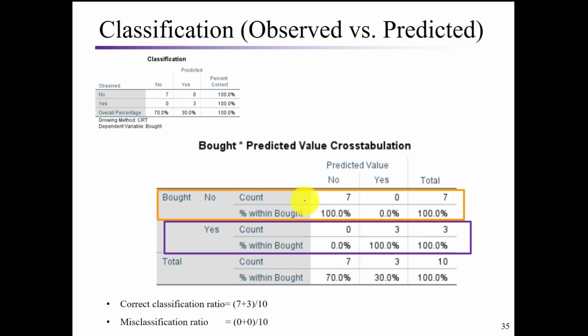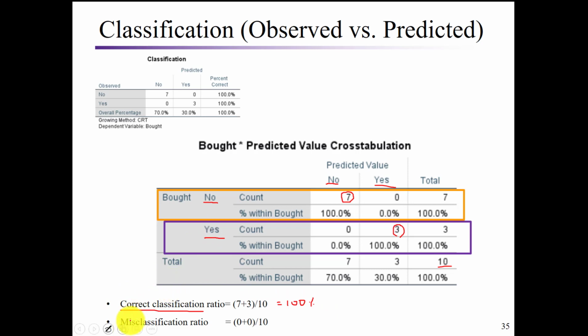Let's find the correct classification first. So actual no, predicted no. This is the correct classification. So 7. Actual yes and predicted yes, 3. So 7 plus 3 divided by the total number 10 is 100%. So the correct classification ratio is 100% in this simple data set.